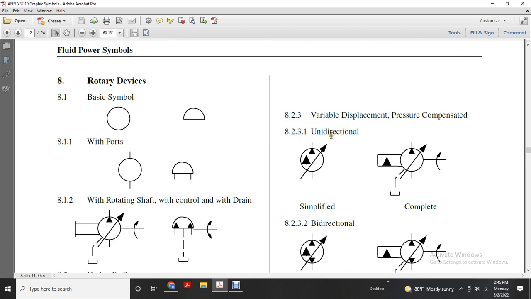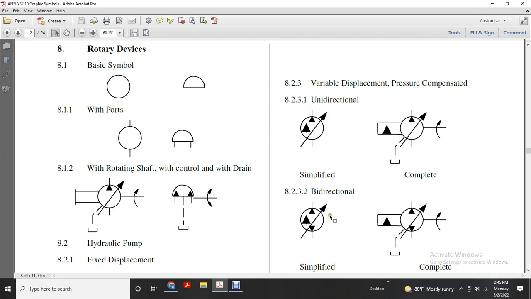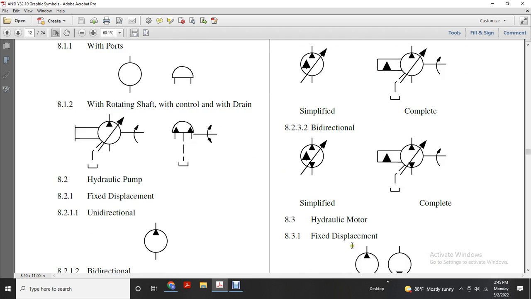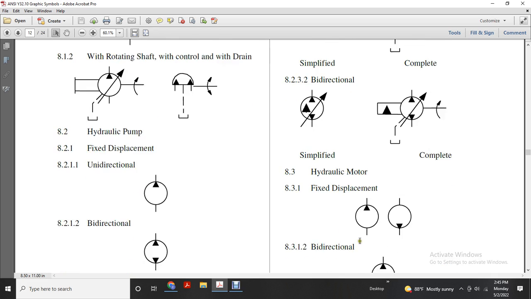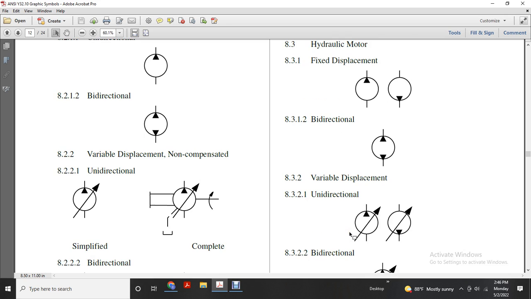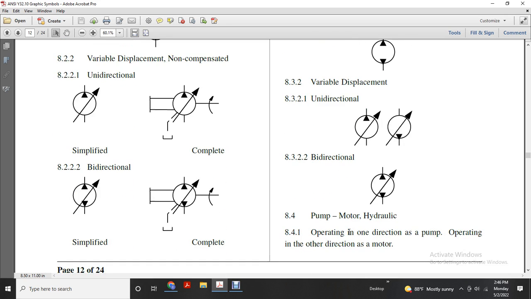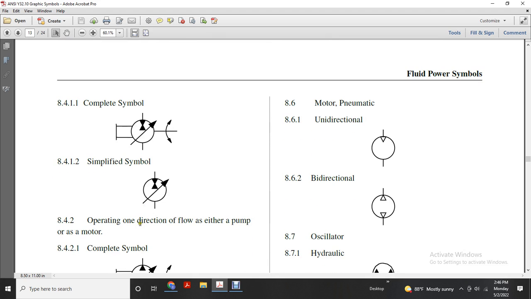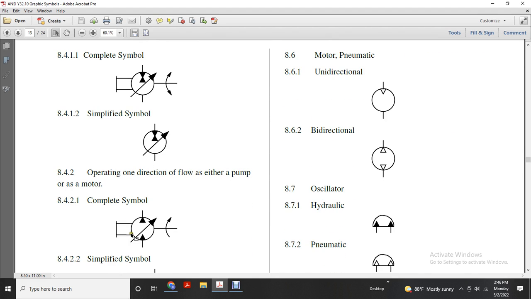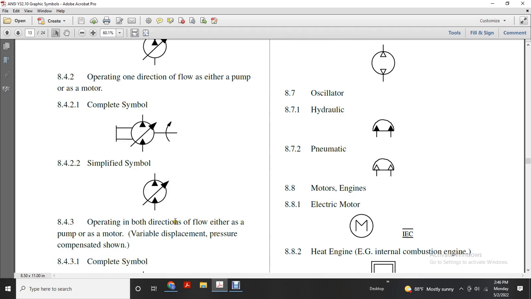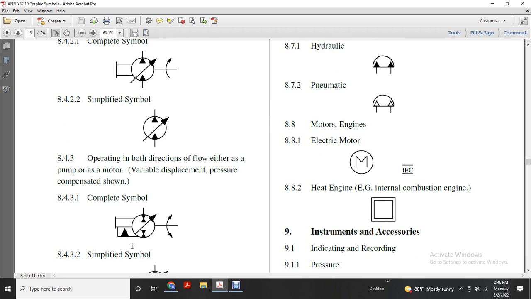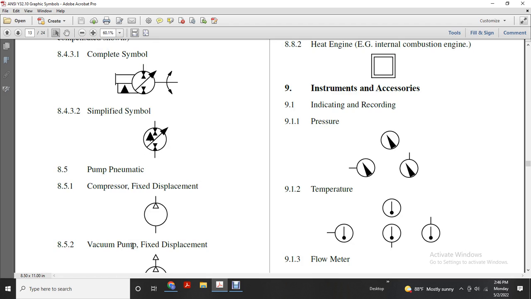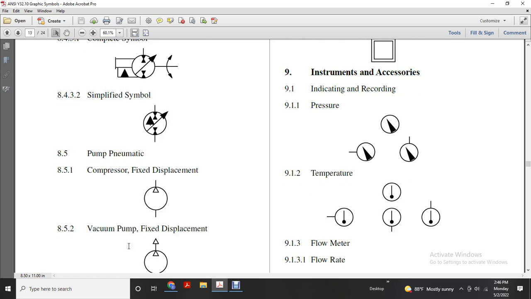Variable displacement, pressure compensated, unidirectional, simplified, complete, bidirectional, simplified, complete. Hydraulic motor: fixed displacement, bidirectional; variable displacement, unidirectional, bidirectional. Pump motor, hydraulic, operating one direction as a pump and the other direction as a motor, complete symbol, simplified symbol. Operating in both directions of flow as either pump or motor, variable displacement, pressure compensated shown, complete symbol, simplified symbol. The pump, pneumatic compressor, fixed displacement; vacuum compressor, fixed displacement.